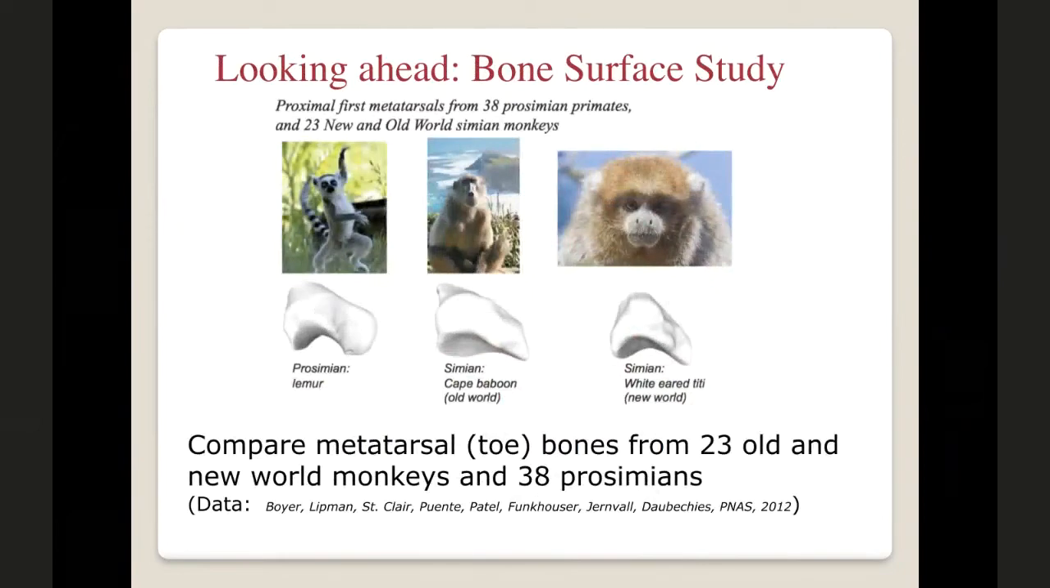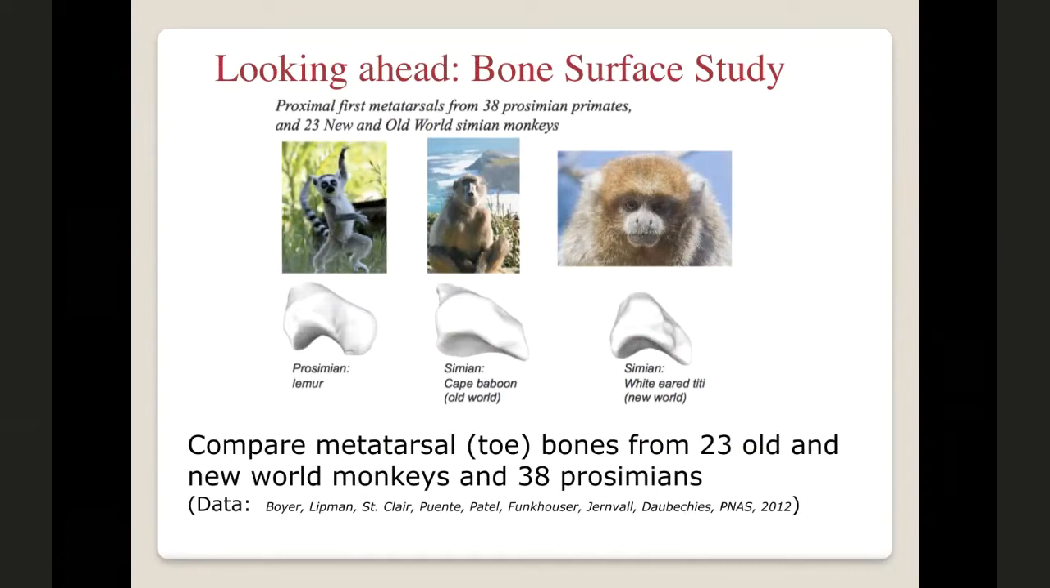So we created such a distance by a method I'll describe a little later, and then we used it to analyze these 61 bones. We were able to get this data from another study which was published in 2012 in the Proceedings of the National Academy. One of the things the Proceedings of the National Academy does is require researchers to publish their raw data. So we were able to take advantage of that and run our methods on their data.